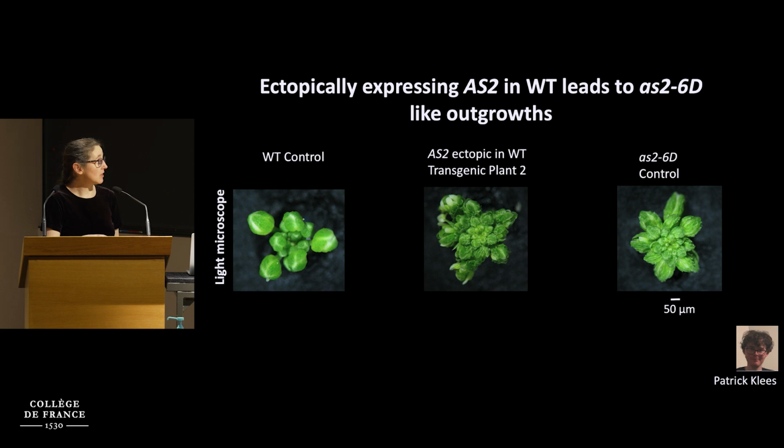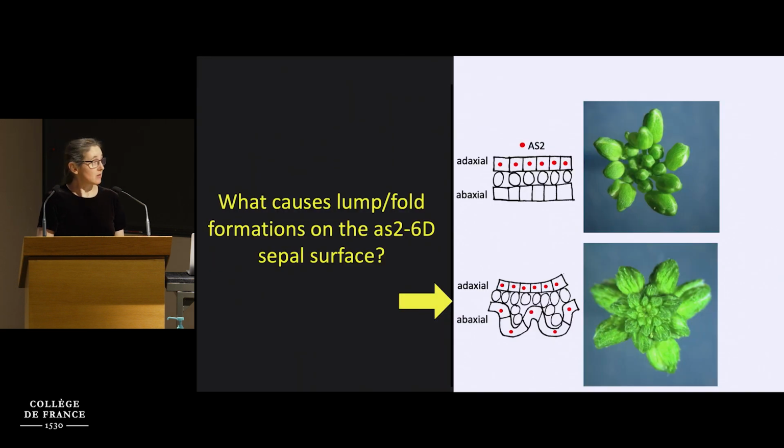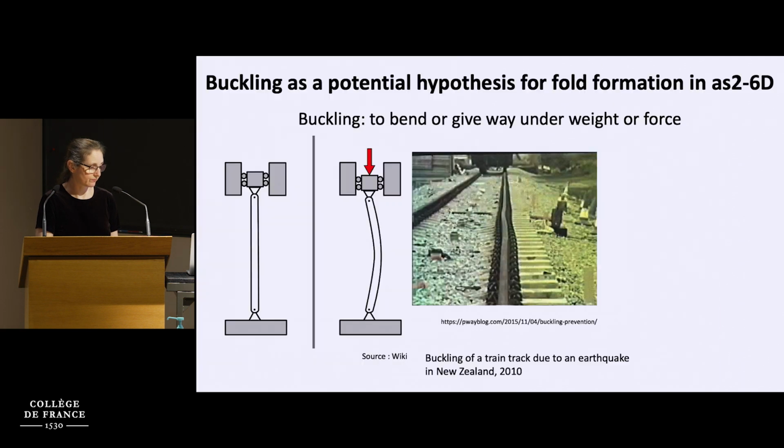And just ectopically expressing AS2, so if we make a transgenic plant where we put AS2 on the outer epidermis, we get this same phenotype back with lumps and folds, like we have in the mutant, the original mutant allele. So that's really telling us it's ectopic expression of AS2. But as I said, that's vaguely interesting. AS2 is doing something here. What is really happening to the growth? What's going on with the growth that creates the lumps and folds? And what happens normally in wild type to keep that smooth surface?